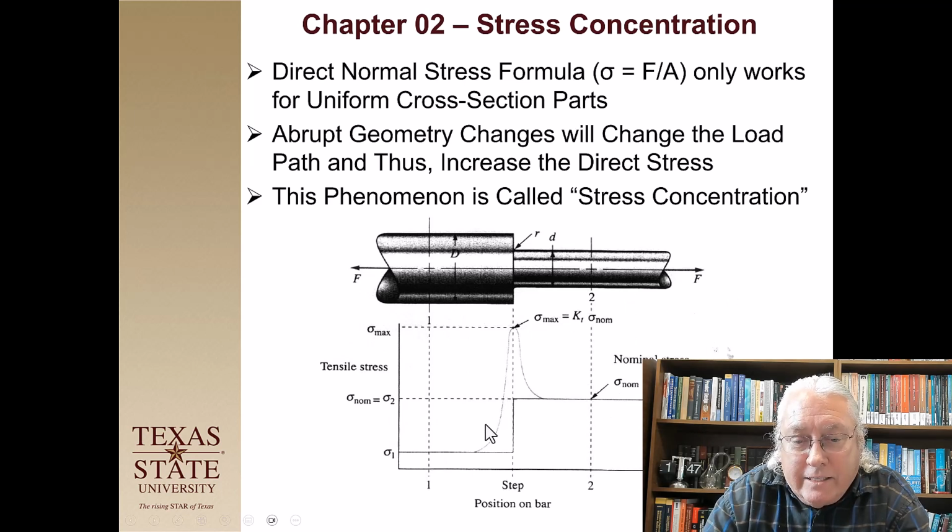However, right here during this transition, we get this spike in the stress. So the stress accelerates and goes up very high above the nominal stress, right at this geometric deviation where the geometry is radically changing quickly. And we get this peak right here, and we're going to call this sigma max. This is the maximum stress in this part, and it's going to be the nominal stress, which is the stress over here on the smaller diameter, times something we're going to call a K factor, the stress concentration factor.